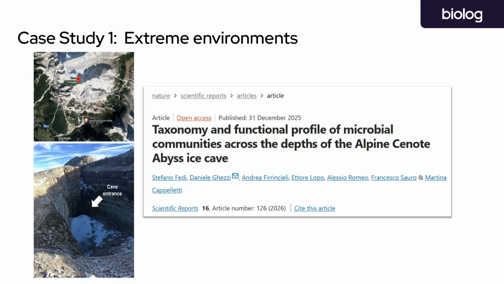Ecoplates have been used to study microbial communities in extreme environments such as ice caves. And this is a very extreme cold environment, very hard to reach. You can imagine there are not many plants inside, but we can still find microbial communities thriving in there.